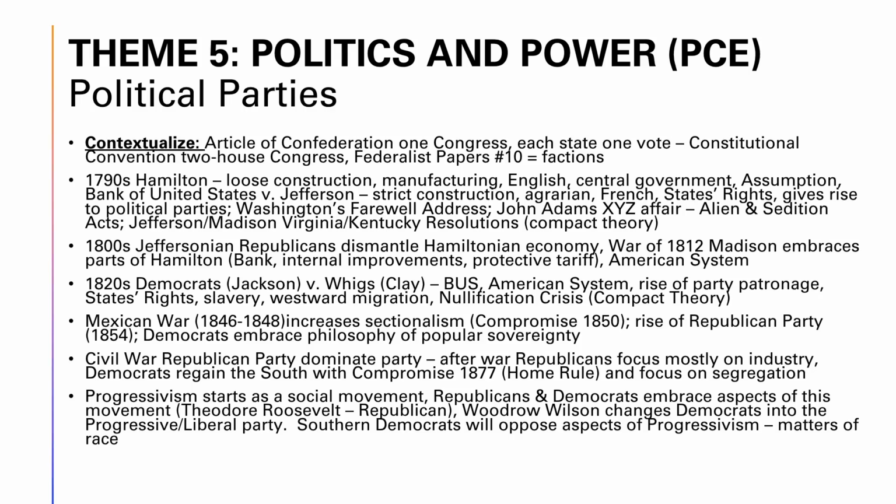Here comes progressivism again. As a social movement, both Republicans and Democrats will embrace certain aspects of this movement. Theodore Roosevelt, again, is the Republican, right? And of course, we know he has his 3 C's. He becomes very progressive. But then Woodrow Wilson basically changes Democrats into what is today this progressive liberal party. Southern Democrats, though, are always going to oppose various aspects of progressivism, especially when it comes to race, right? So progressives failed when it came to segregation. They're trying to keep their political party together, but they failed on this.